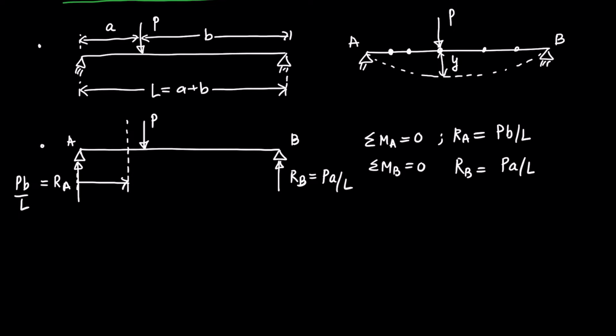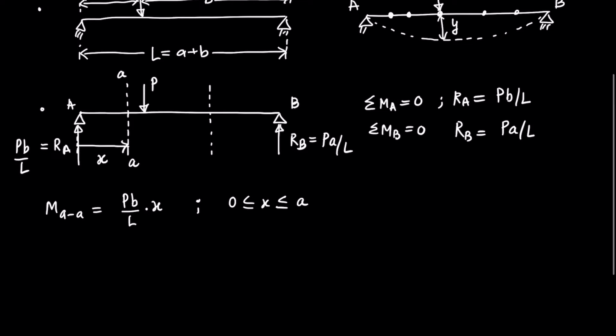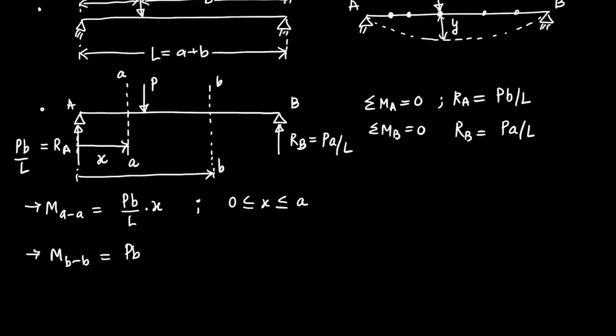Okay, so once we have calculated the reactions, now let us consider a section AA such that it is behind the load P. So if I write M_AA, this will be equal to PB by L into x, for x equal to 0 to x equal to A. Now consider a section BB such that the BB section is beyond the point P. So therefore I can say moment about the section BB will be equal to PB by L x minus P times (x minus A), for x varying from A to L.